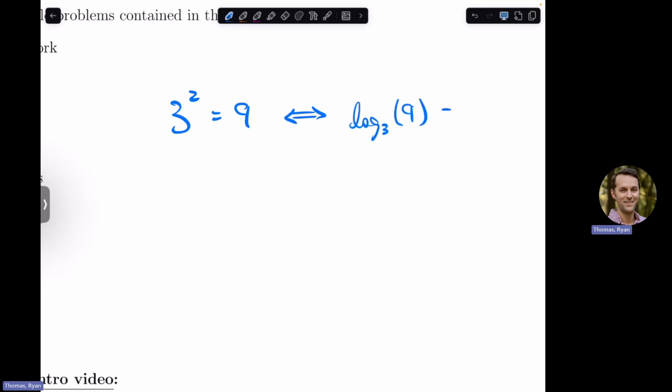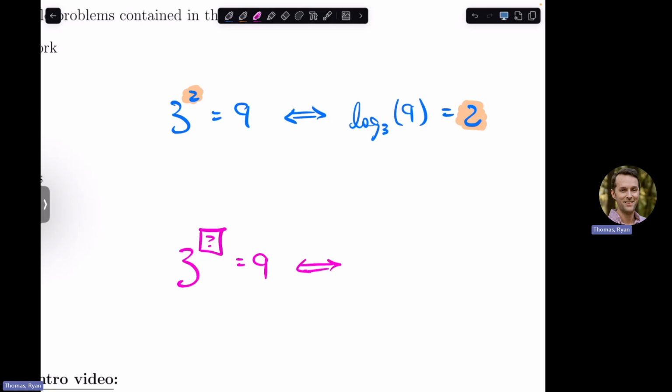The log base 3 of 9 equals 2. So what the logarithm gives you is the power, right? The exponent. The value of a log is an exponent that we didn't know before, or we didn't know otherwise, right? And the idea is, basically what we're working up to is something like this. 3 to some unknown power is 9.